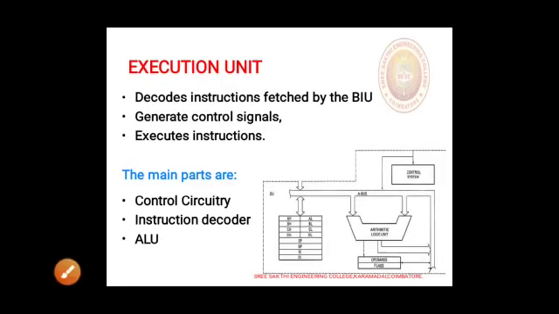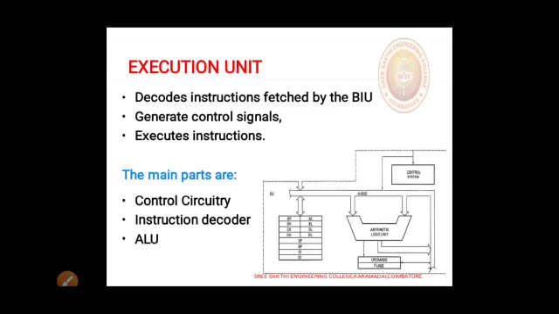In the execution unit, it decodes the instruction fetched by the BIU unit, because the data may be in the form of alphabets and numbers which the processor does not understand. That's why the execution unit decodes the instruction fetched by the BIU unit. It generates the control signal and it executes the instructions. The execution unit has the main 3 blocks: control circuitry and instruction decoder.